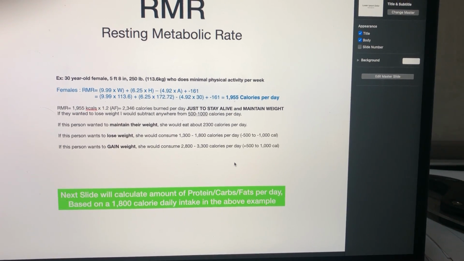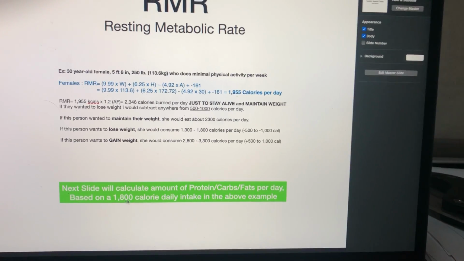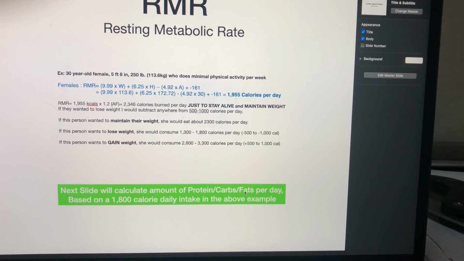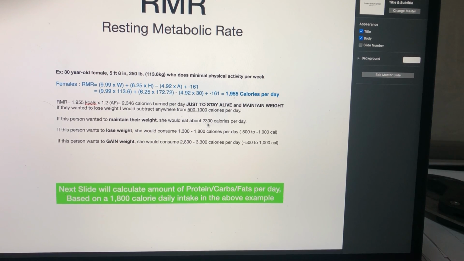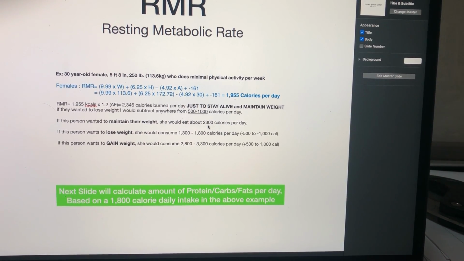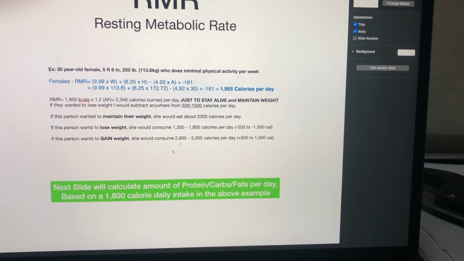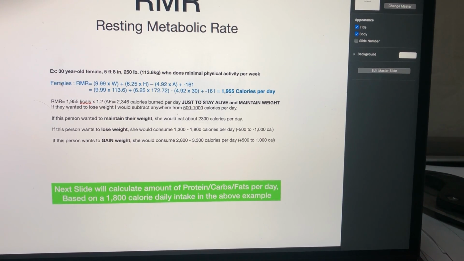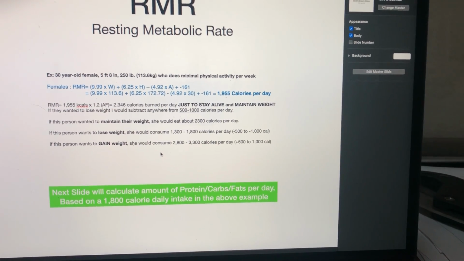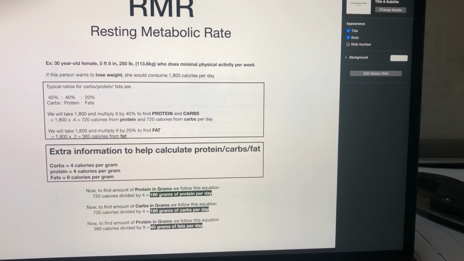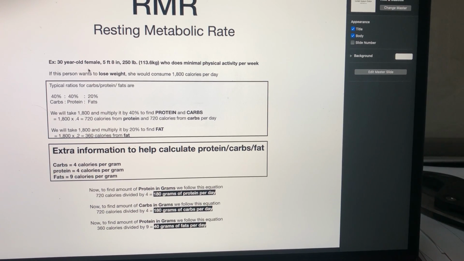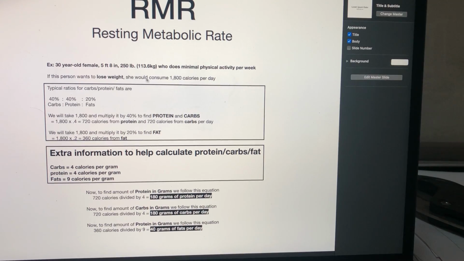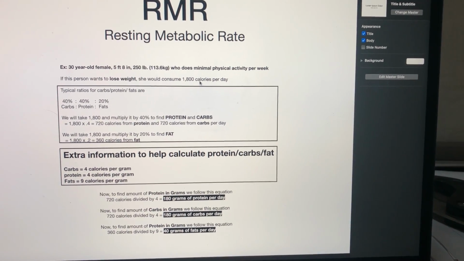So now that we know how many calories per day there is, this next slide here is going to calculate the amount of protein, carbs, and fats from this 2,300 calories, or excuse me, from the 1,800, because the person wants to lose weight, because she's a 30-year-old female who's 250 pounds. So we're using the same person here. This person wants to lose weight and they want to eat 1,800 calories.